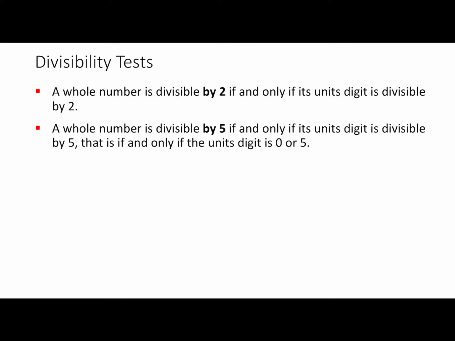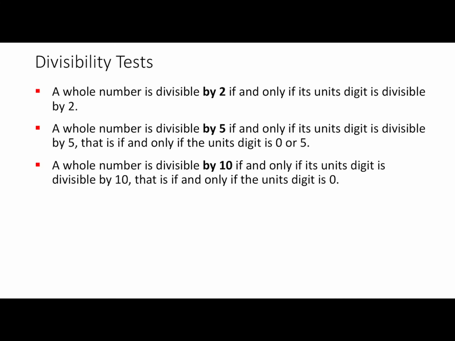This one too you've probably seen. How do I decide if a number is divisible by 5? We look at its last digit, the units digit, and it's divisible by 5 if and only if that units digit is 0 or 5. We test for divisibility by 10 by also looking at the units digit, and it's divisible by 10 if and only if that units digit is a 0.